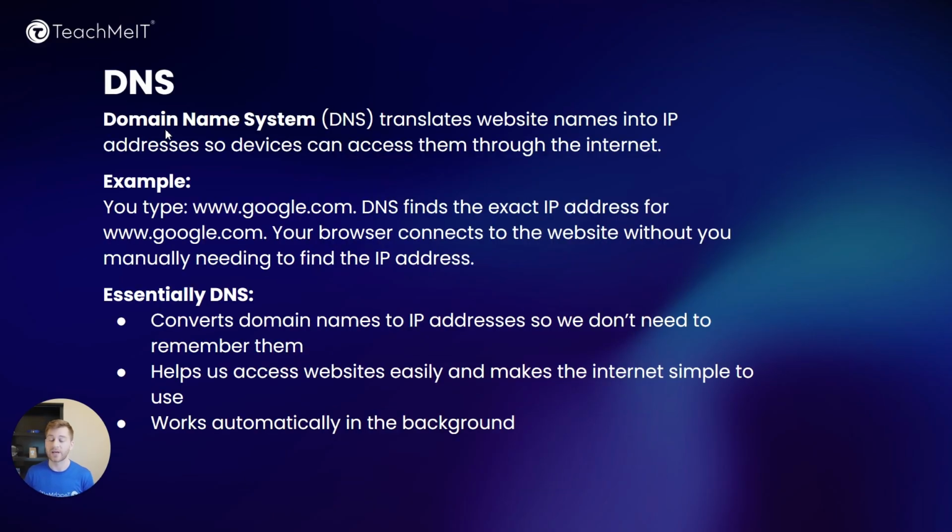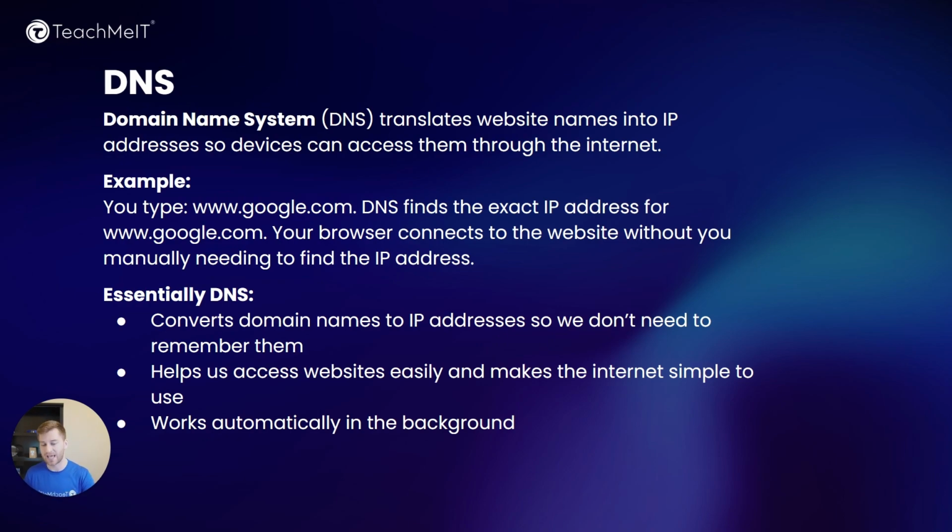From here, we have what's known as our domain name system, or DNS. This is a method of translating website names into IP addresses so that we can access them through the internet. So for example, super simple. Let's say you go out to google.com. You're going to do a search. You type in google.com, punch enter on your web browser. It takes you to google.com.